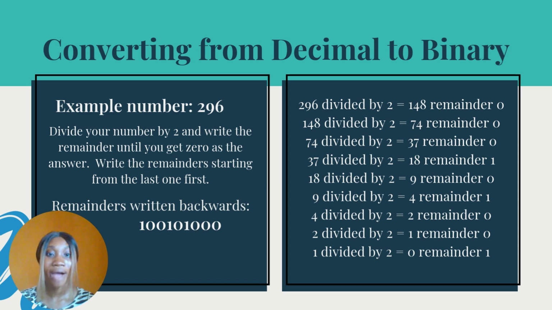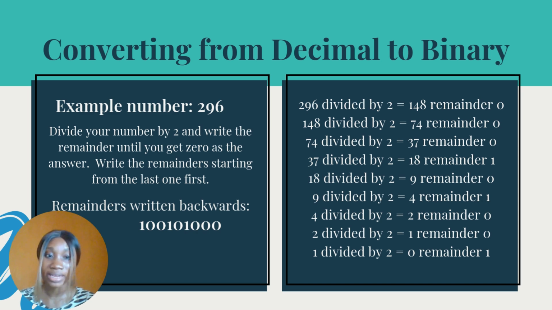So let's go. We have 296 divided by 2. That gives us 148, remainder 0. 148 divided by 2 gives us 74, remainder 0. 74 divided by 2 gives us 37, remainder 0. 37 divided by 2 gives us 18, remainder 1. 18 divided by 2 gives us 9, remainder 0. 9 divided by 2 gives us 4, remainder 1. 4 divided by 2 is 2, remainder 0. 2 divided by 2 is 1, remainder 0. And 1 divided by 2 is 0, remainder 1.